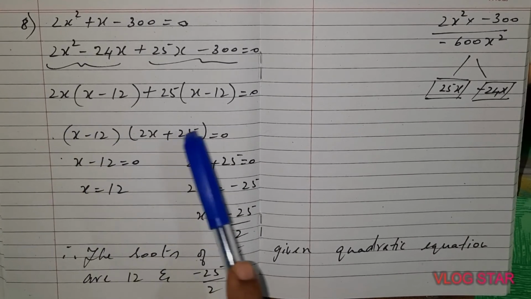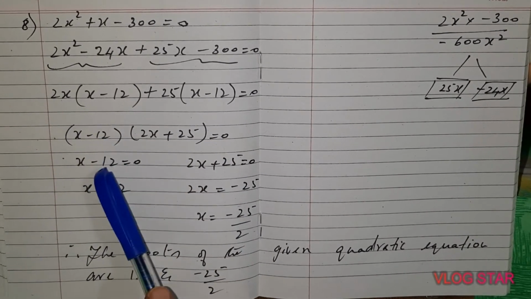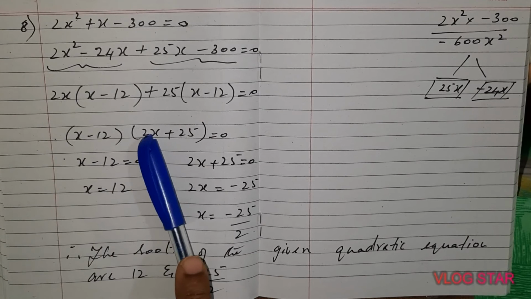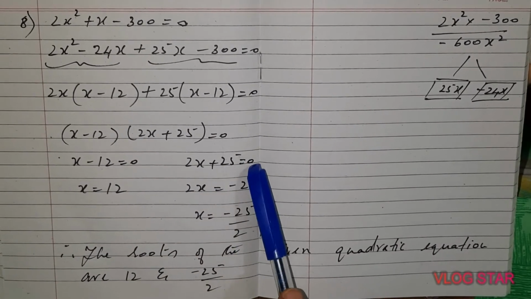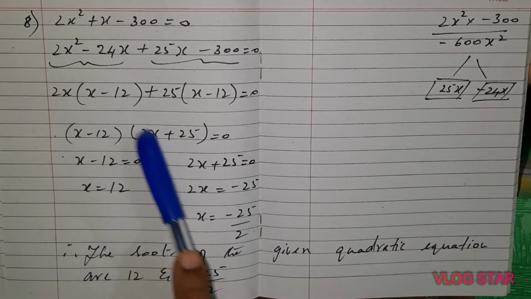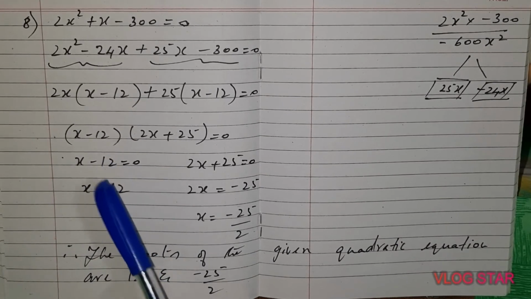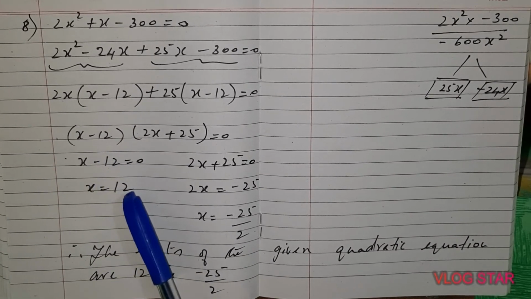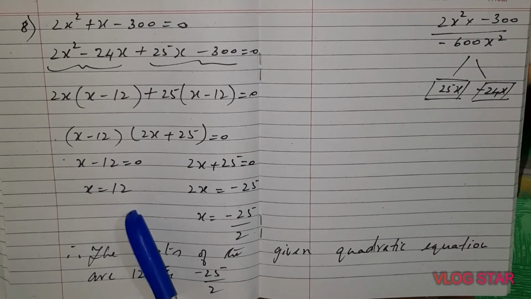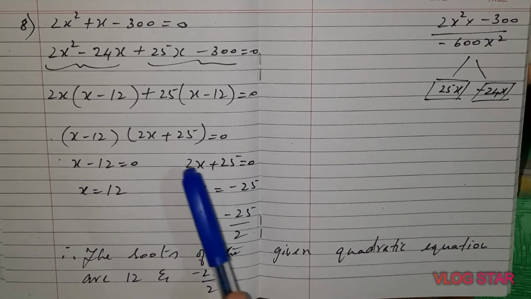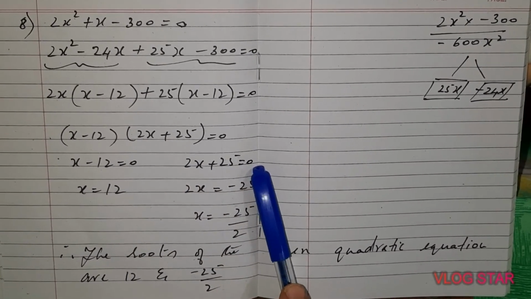So equate these two terms to 0. That is x − 12 = 0. Another one, 2x + 25 = 0. So x, −12 goes to the right side of the equals and becomes plus 12. Next, let us take this, 2x + 25 = 0.